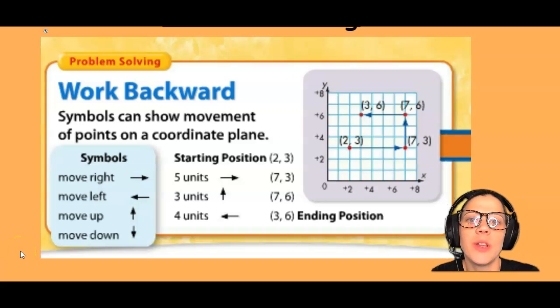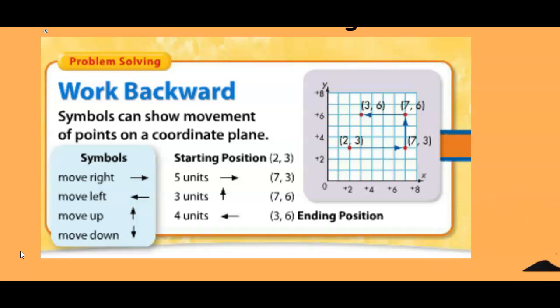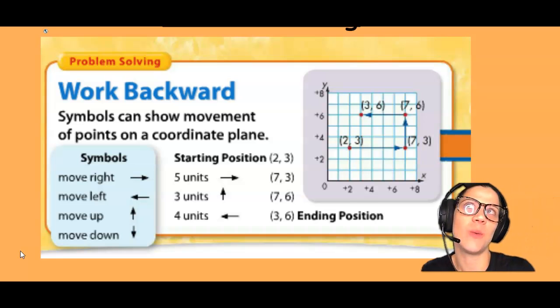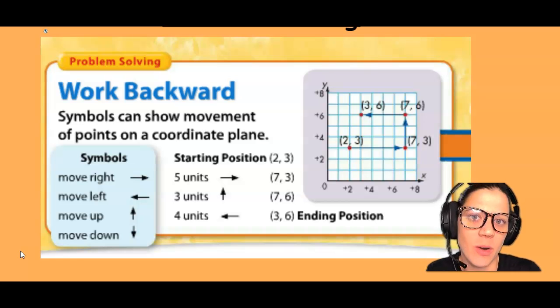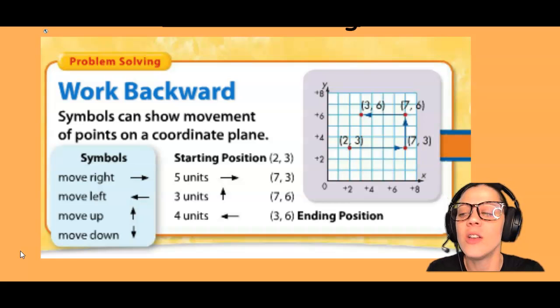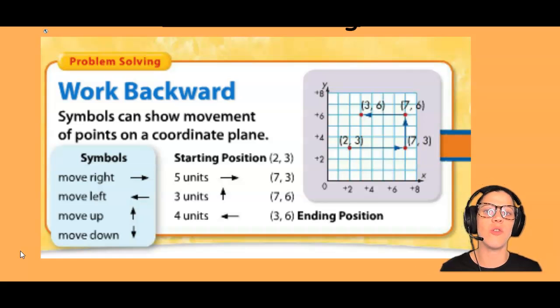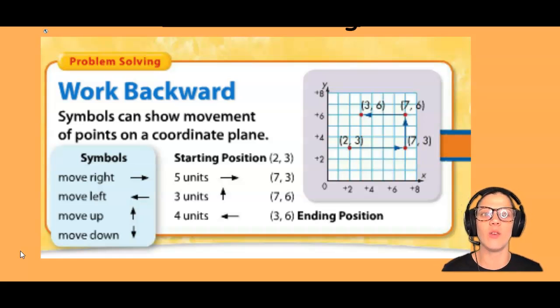Team, today we are going to finish up coordinate grids by doing 16-5, which is working backwards. Okay, so we're not really going to move backwards or anything. We're just going to solve a problem backwards to determine the starting place of an ordered pair. If you think about a coordinate grid, it can be used to show movement or places like a map. So if I know where my ending place is, I can retrace my steps to determine where I started.